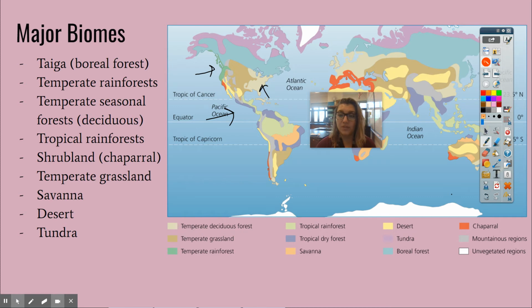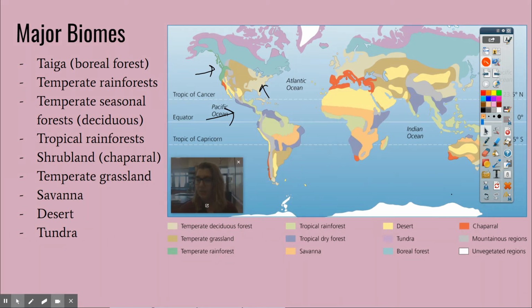We have shrubland, which in our book is called the chaparral, and you can see it here. It's mainly in the Mediterranean as well as out in California. Temperate grassland. So this is going to be like the plain states, like the prairies. And there's also going to be some temperate grassland out in Eastern Europe as well as the Middle East and Asia. Savanna. So this is what we think of when we think of the Lion King. Savanna is also going to be kind of around the equator. Large parts of Africa. We have some savanna in Australia. We also have a little bit in South America.